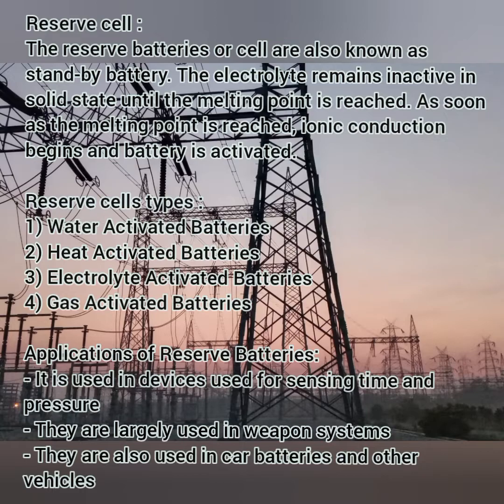So the main applications of these reserve batteries are, this is used in sensing time and pressure of the equipment. Then they are largely used in weapon systems, which means the weapon will be in an inactive state. At that time the self discharging should be very very less. That's why we are using these reserve batteries. Then used for car batteries and other electric vehicles.